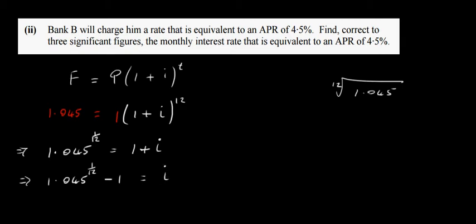That will give me i here. Sorry, I should say 4.5% was my annual rate, and I'm trying to find a monthly rate. So if you get the 12th root of this number here, and whatever you get, subtract 1, what you'll actually end up with is a monthly rate then.